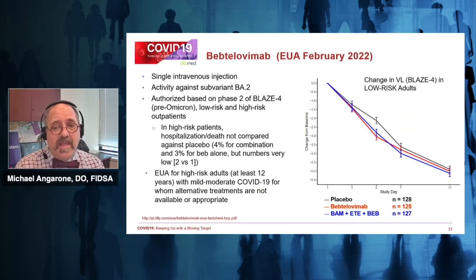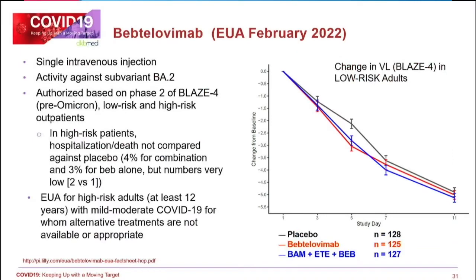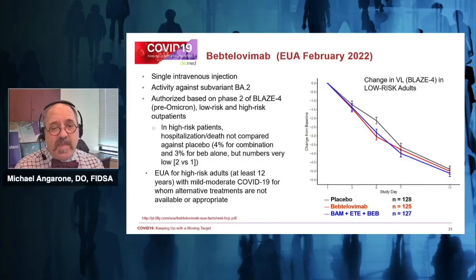Now we look at the monoclonal antibody, Bebtelovimab. This is a single intravenous injection like many of the other monoclonal antibodies that we have. The fortunate activity of Bebtelovimab is that it's active against the BA.2 variant of Omicron. And the approval for this agent was based off of a phase 2 portion of BLAZE-4, which was pre-Omicron in low and high risk outpatients. And this was a trial that had placebo, Bebtelovimab, and Bamlanivimab, Etesevimab, and Bebtelovimab combined.